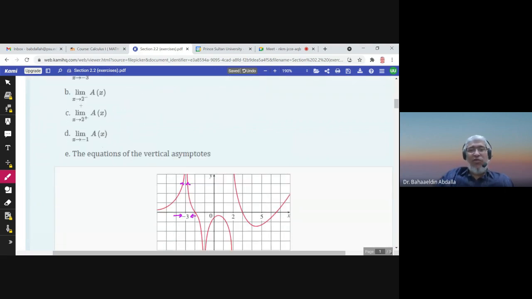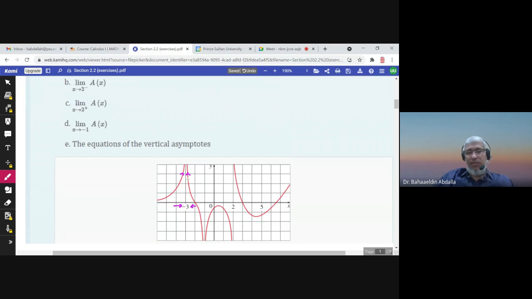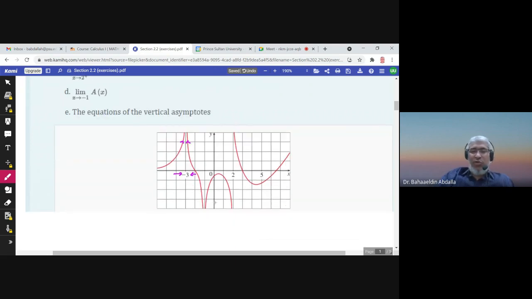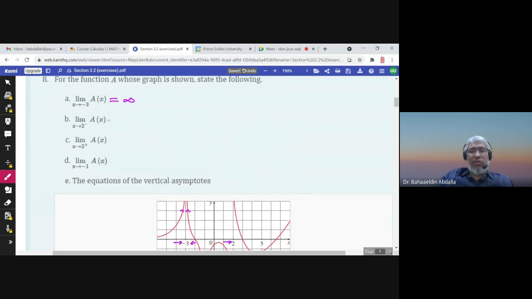Limit of a of x when x approaches 2 from the left. So let us approach 2 from the left. This is 2. Approach 2 from the left. Where is the function? The function is going down to -infinity. So the answer is -infinity.